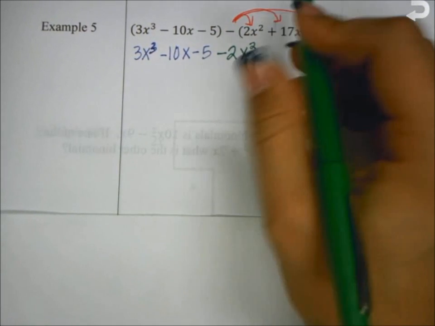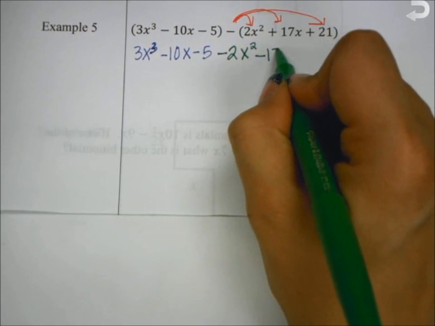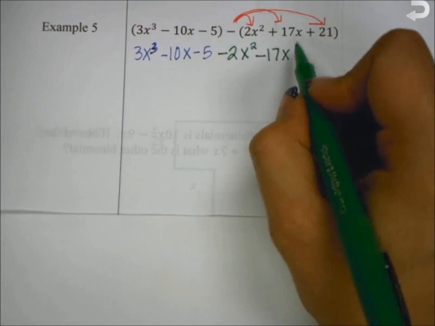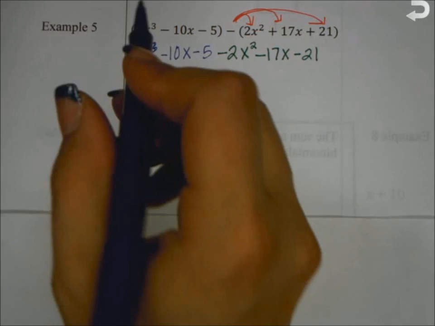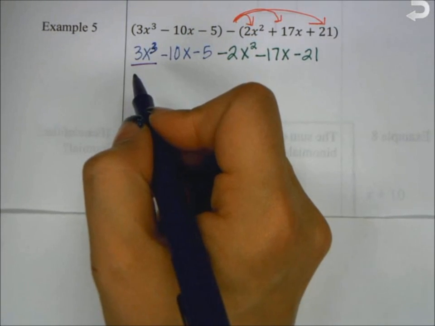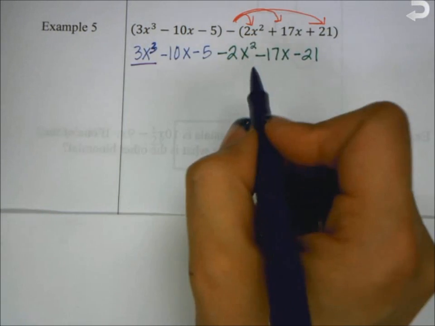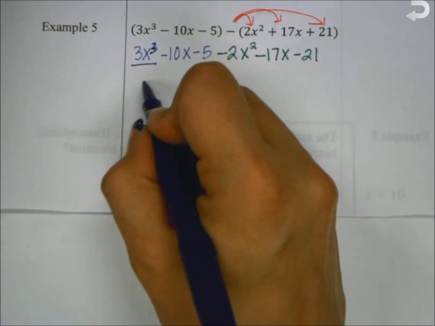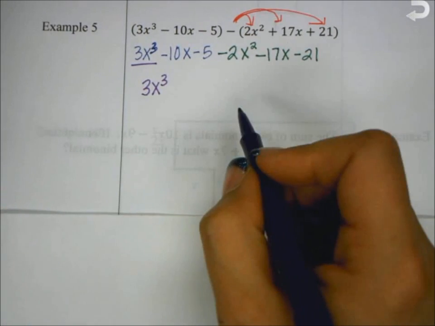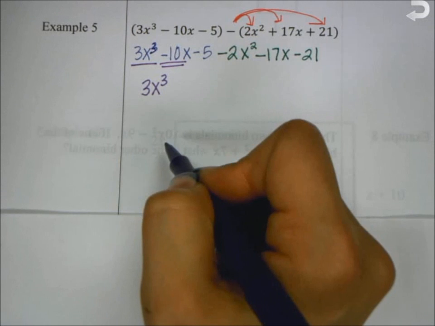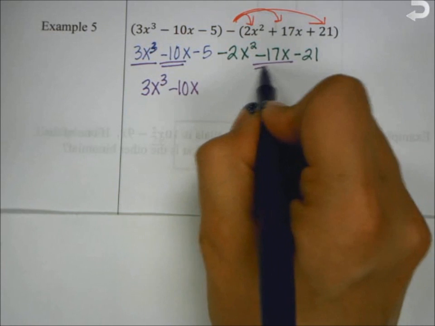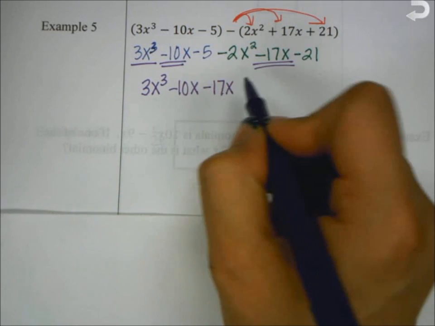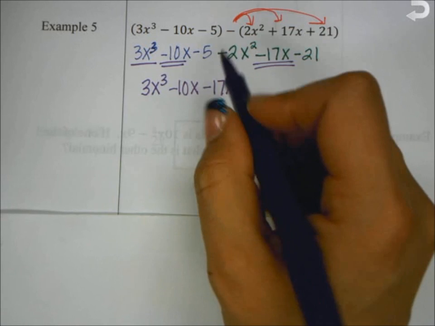So let's put our like terms together. I have 3x to the third. Are there any terms like 3x to the third? Nope. Minus 10x. And what goes with minus 10x? Minus 17x. Minus 5 and minus 21. And last but not least, minus 2x squared, and there's no like terms to go with that one.